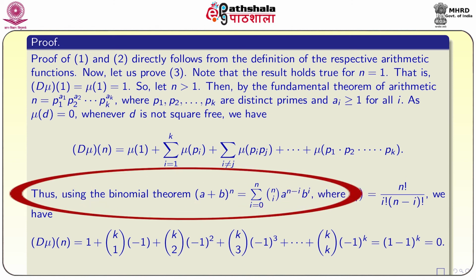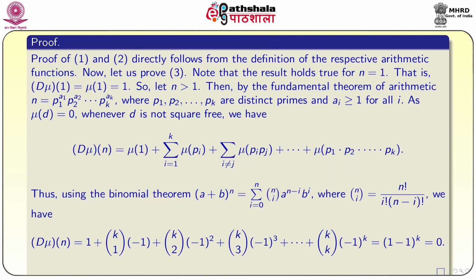Thus, using the binomial theorem, a plus b whole power n is equal to the summation i equal to 0 to n of n choose i, a power n minus i, b power i, we have that d mu of n is equal to 1 plus k choose 1 times minus 1, because there are k primes dividing n. So, we have k choose 1 times minus 1, k choose 2 times minus 1 whole squared, and so on, up to k choose k times minus 1 whole power k. This is nothing but 1 minus 1 whole power k, that is equal to 0.